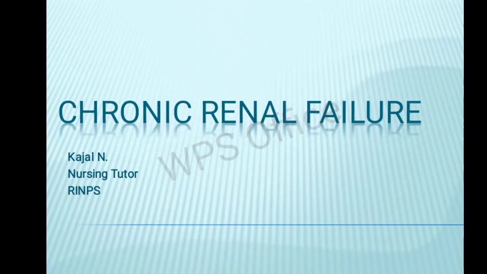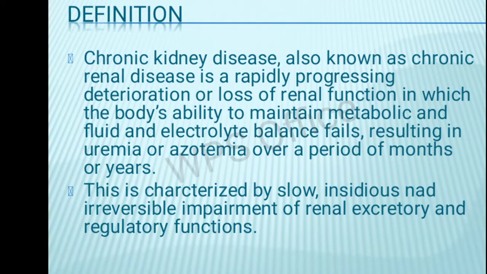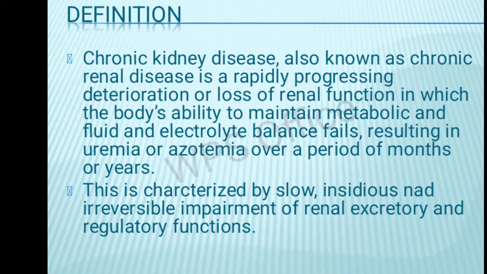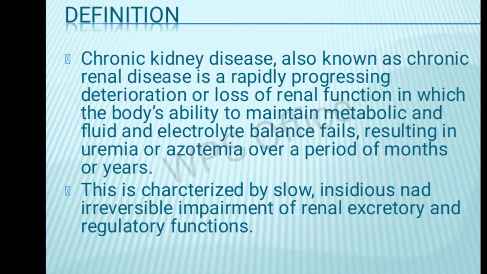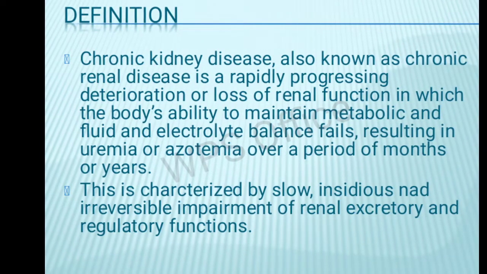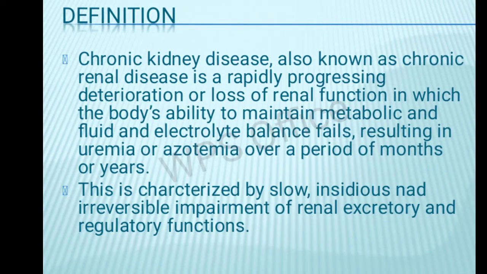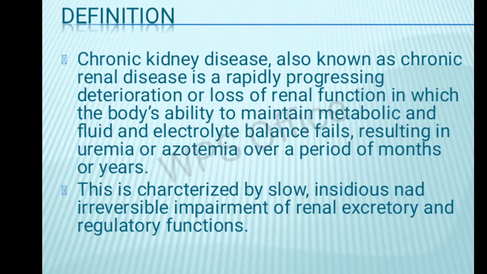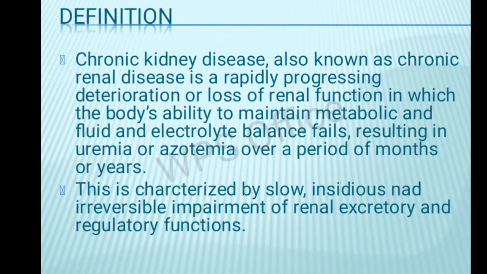Good morning to all. Today we'll be discussing chronic renal failure. So chronic kidney disease, also known as CKD or chronic renal disease, is a rapidly progressive deterioration or loss of renal function in which the body's ability to maintain metabolic and fluid and electrolyte balance fails, resulting in uremia or azotemia. That means it will be progressive.